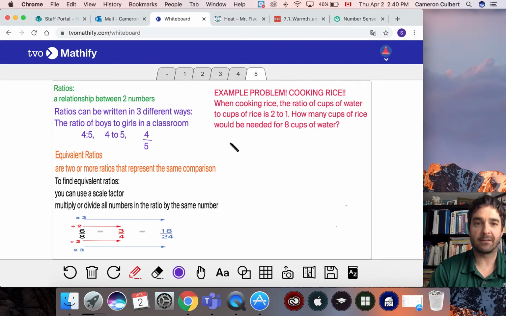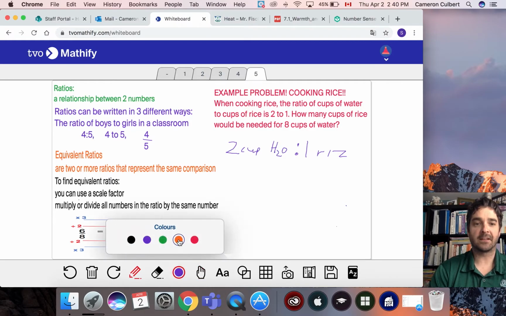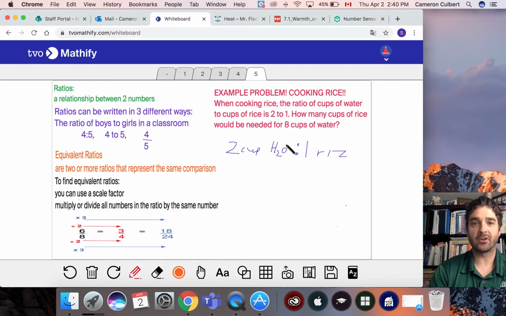So I'm going to write down my given information on the screen. 2 cups of water to 1 cup of rice. I'm just going to do some quick short forms for our ratios. So next thing I need to do is find equivalent ratios, because here is my problem. How many cups of rice would be needed for 8 cups of water? So I'm going to put my 8 cups of water underneath my water. How many cups of rice am I going to need for my 8 cups of water?